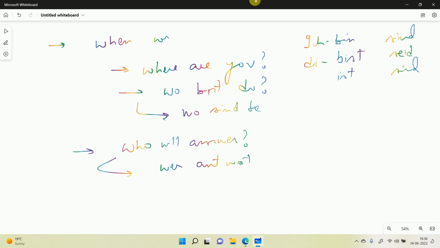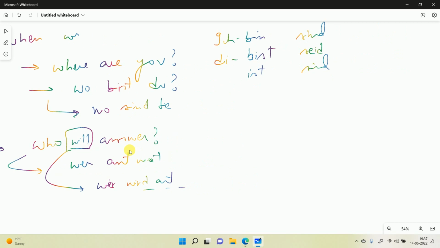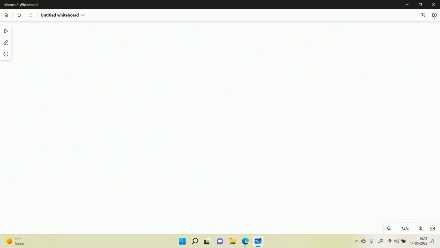Well, here there is a small thing. There is a will coming. So let us keep it aside for now, because it will actually become wer wird antworten. That is a topic of some other class. We'll take up some simple sentences.